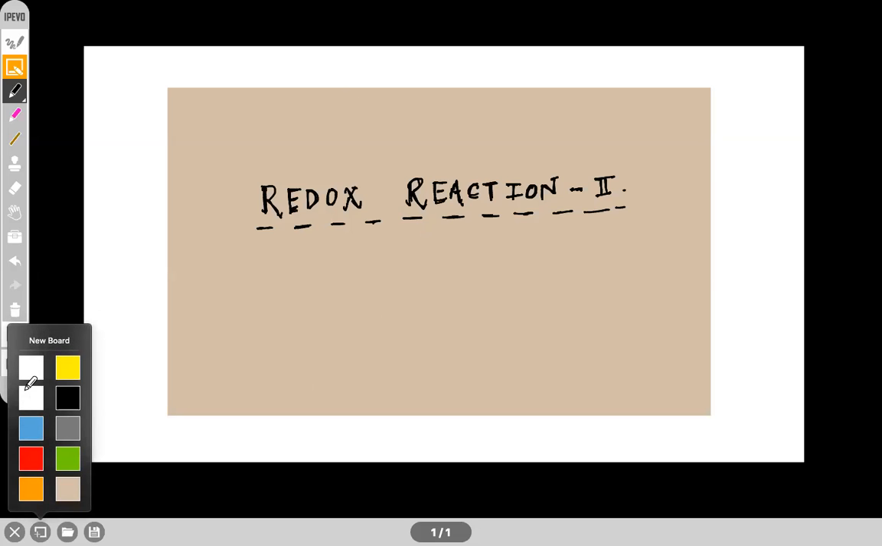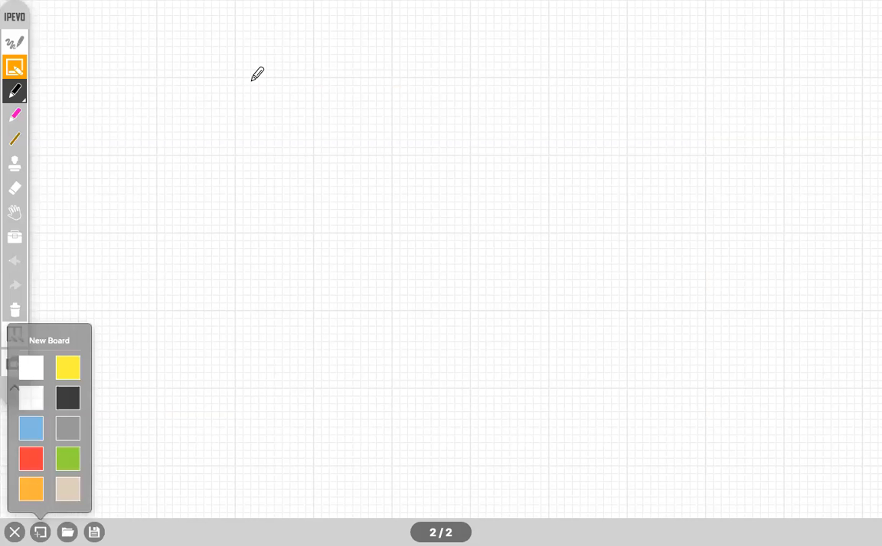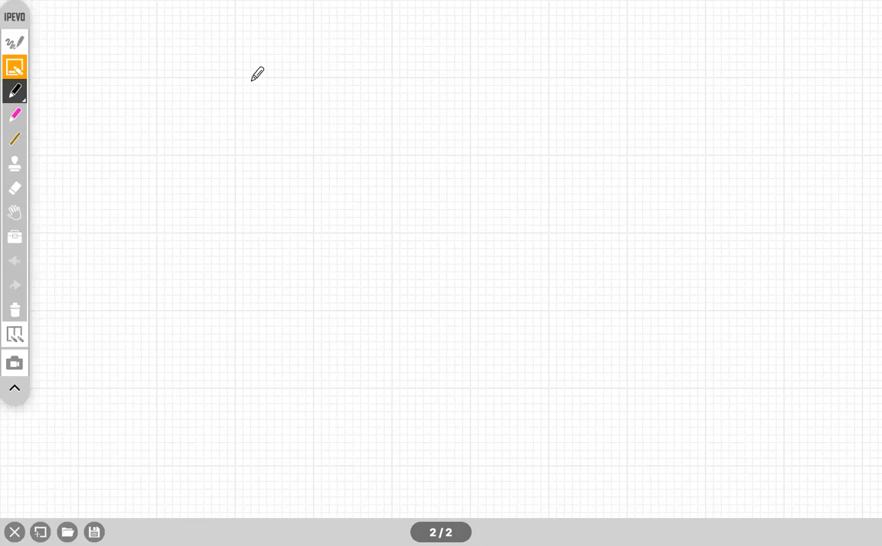Last class we had discussed redox reactions, oxidation and reduction. So the rules we had discussed already.